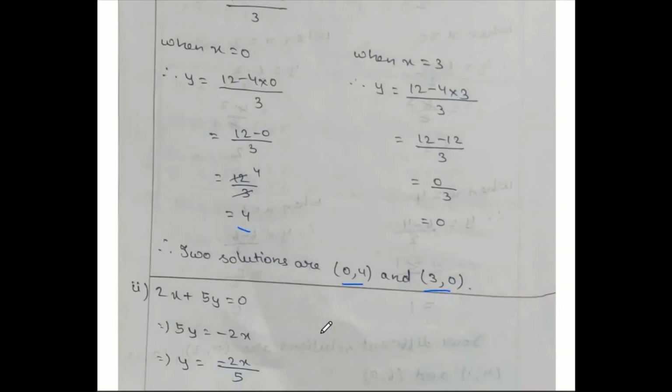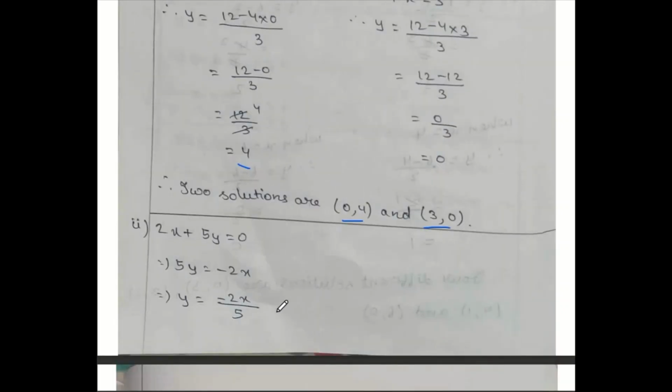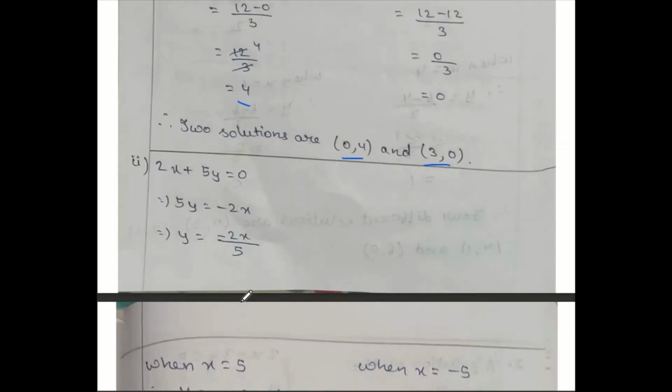Now I will teach you the second question from this example. 2x plus 5y equal to 0. We will find out y first. So 5y equal to minus 2x, y is equal to minus 2x by 5. No constant this time. Now since 5 is in the denominator, to avoid decimals and fractions, in place of x you select a multiple of 5.